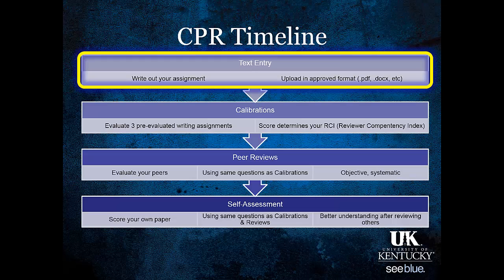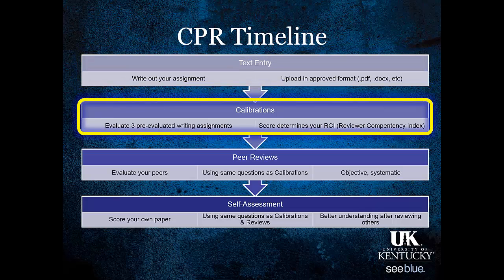The first step is text entry. This is where you write out your assignment, submit the assignment to CPR online, or upload it online in an improved format. This could be a PDF or a Word document. However, each class may be different, so be sure to check the guidelines before you submit your paper.